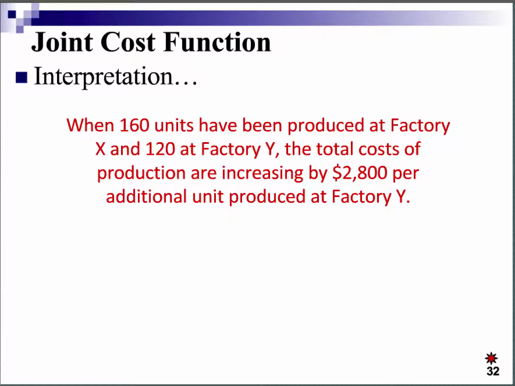Remember, we have to say per additional unit at Y because this is the partial derivative with respect to Y, and Y is being allowed to change. So again, we're back to rate of change in units. This is dollars per item produced. The other interpretation is to say that the 121st item produced at factory Y increases the total cost of production by $2,800.